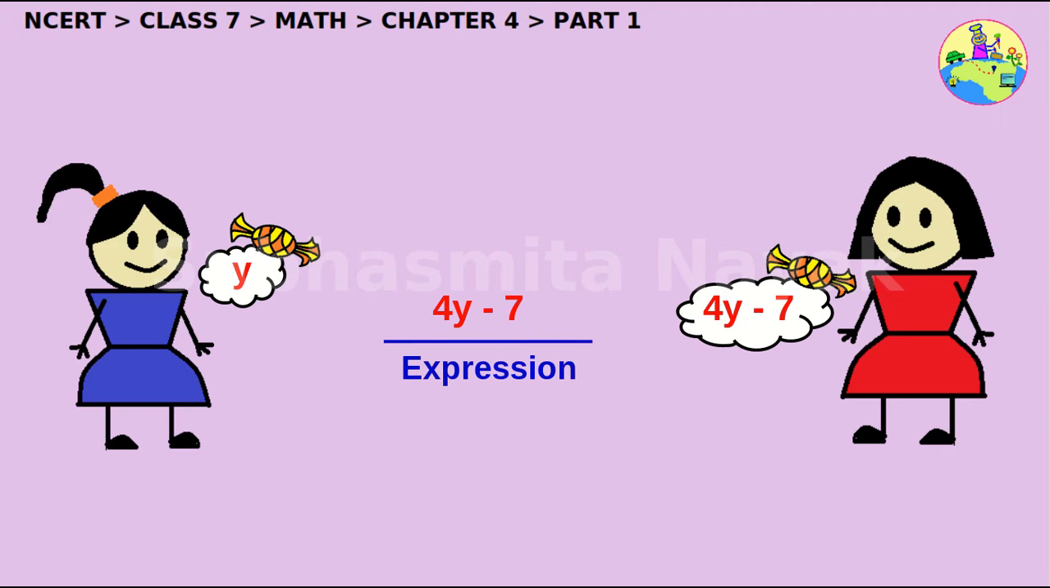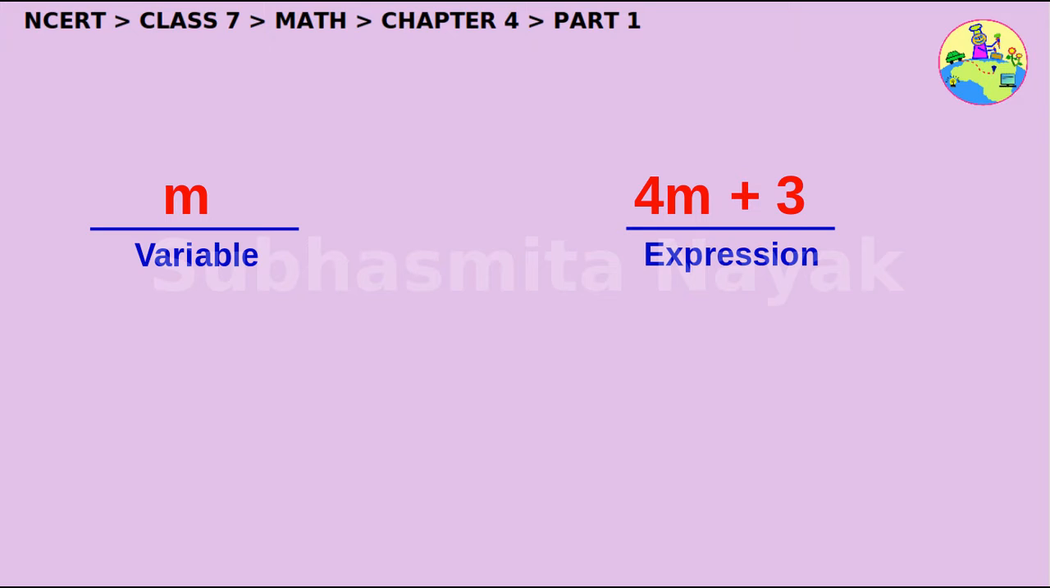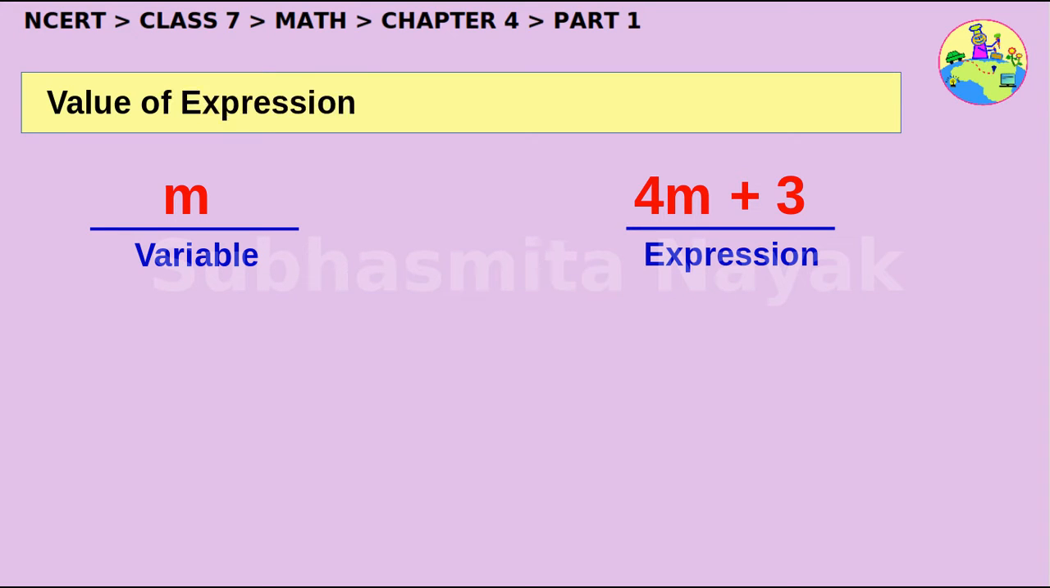Like this, we can have another variable m. We can multiply m by 4 and add 3 to the product, that is 4m plus 3. Here 4m plus 3 is also an expression. The value of an expression depends on the value of the variable.